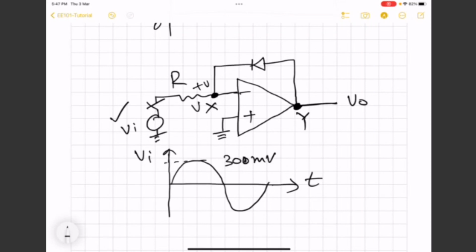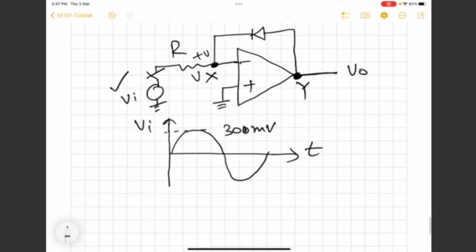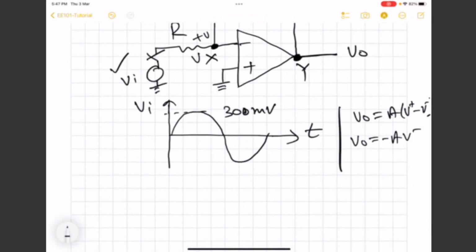So Vx is going to be, in the beginning, some small positive voltage, and we still don't know what the output is. We know that the output will be determined by A into V plus minus V minus, and the V plus node is 0. So output is going to be minus A into V minus. In real life, A is going to be 10 raised to 5 or more, but in the ideal case, A is going to be very high. So even if a very small positive voltage appears at node X, the output is going to be significantly large negative.